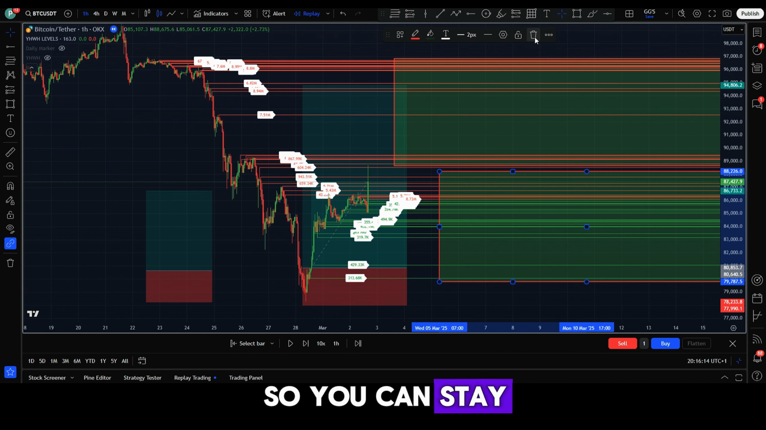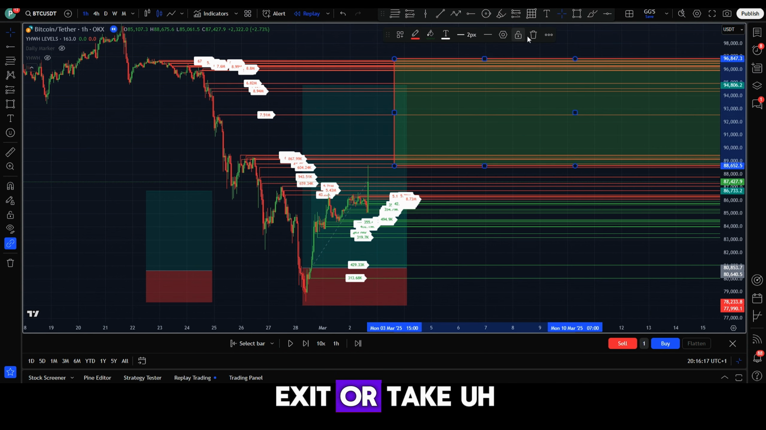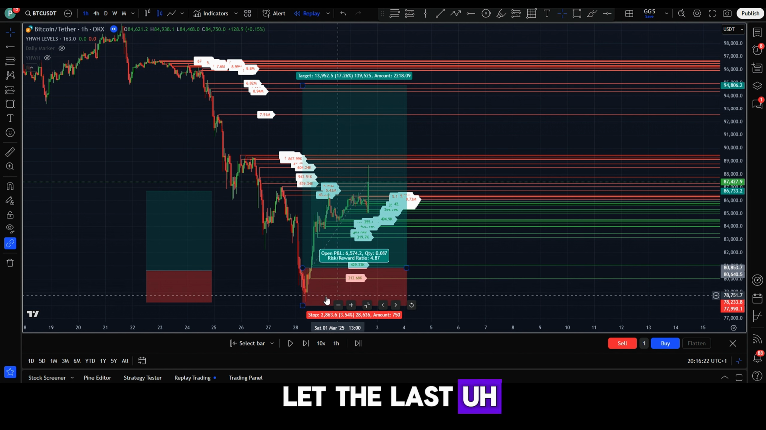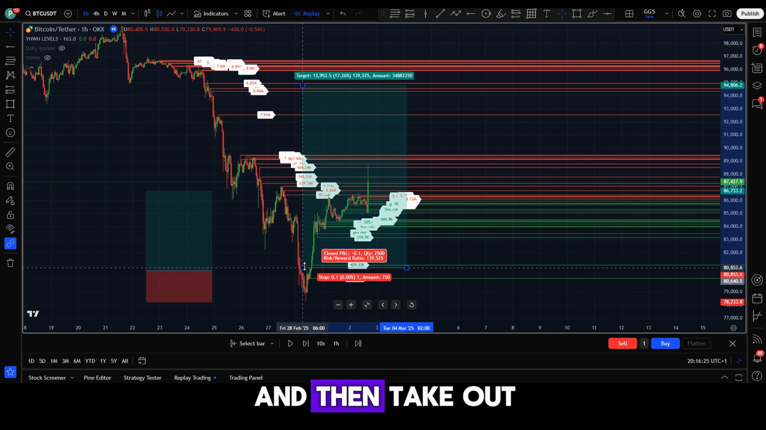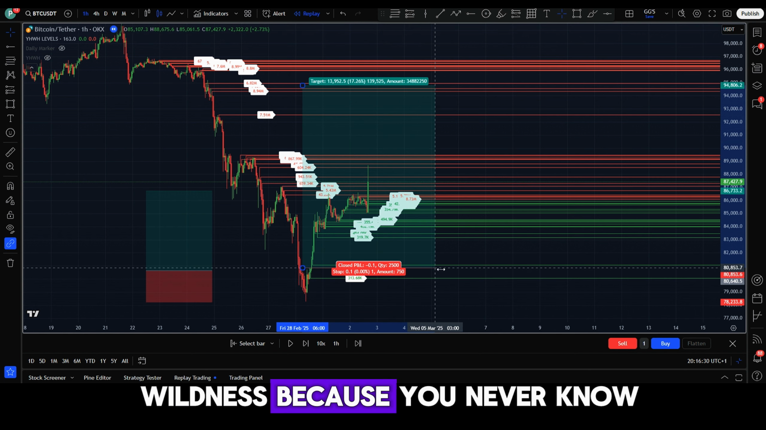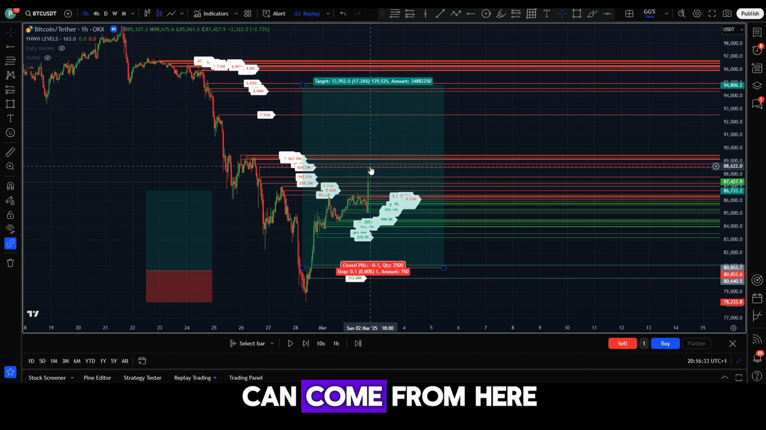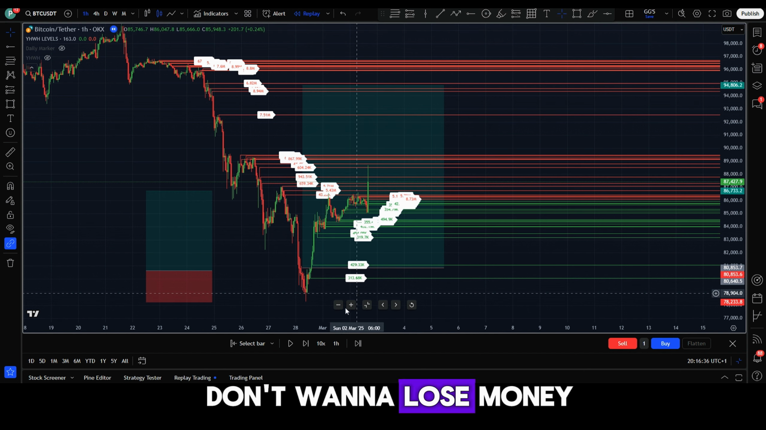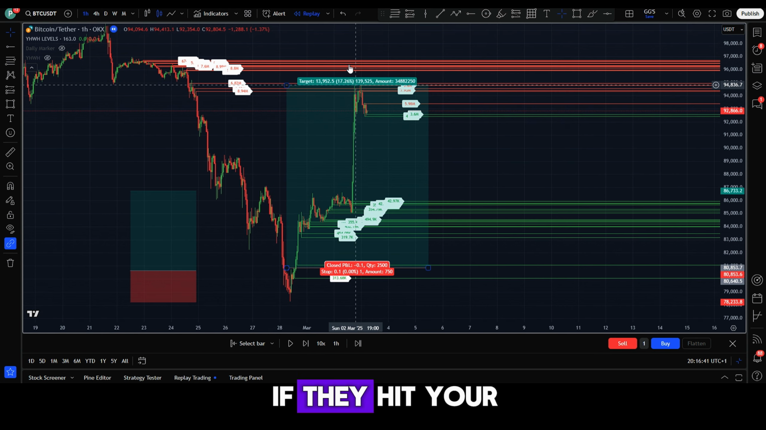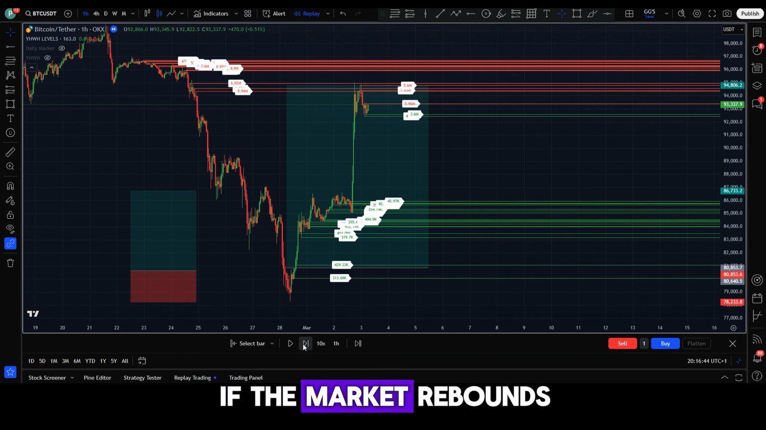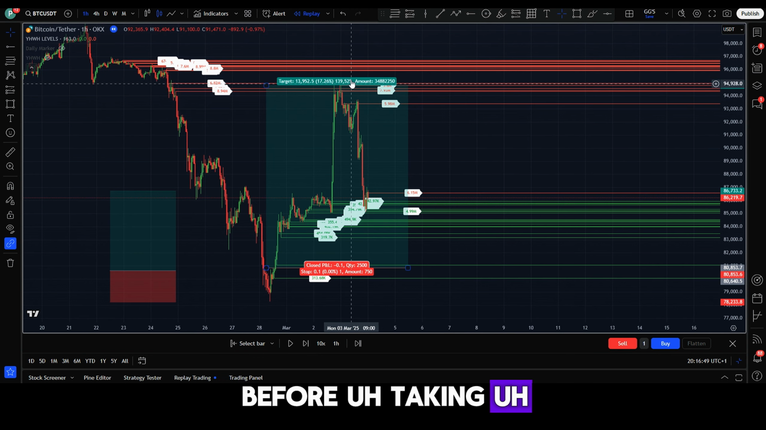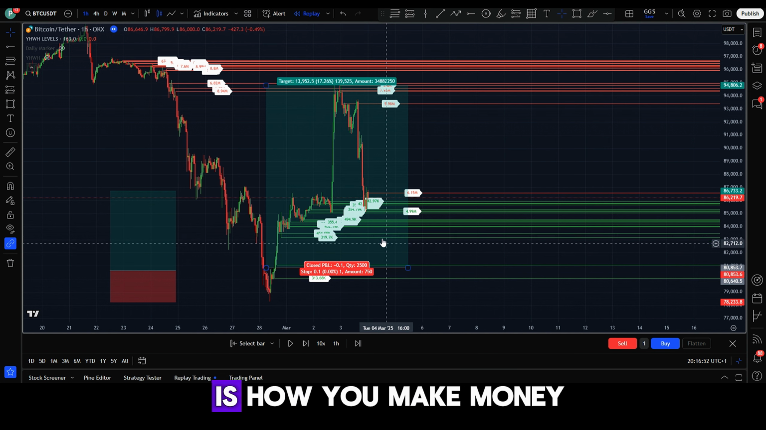So you can stay in this position, or you can be smart, exit it, or take 80% of it, 60% of it, and then let the rest of the money play out. And then put your stop loss at the point where you entered, for some wildness, because you never know. Sometimes a candle can come from here and go back all the way down. So you don't want to lose money. You can put your stop loss right at the entry and then you wait. If it hits your take profit, that is good. If the market rebounds back like this before touching your take profit, you exit. And this is how you make money.